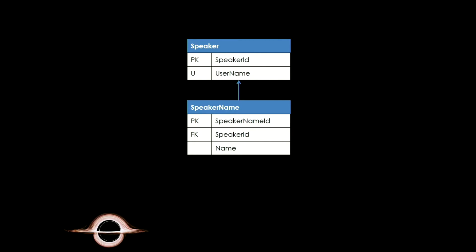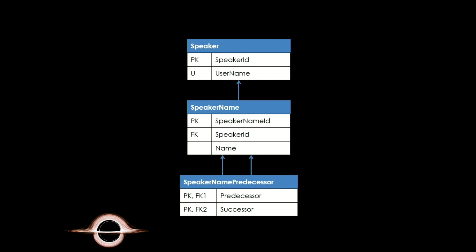I don't know, I just have a list of all the names that the speaker had at some point in history. What I want to do is capture a relationship among speaker names. I want to capture a partial order. So we're going to capture that as a speaker name predecessor. So that means when I've got a record in the speaker name predecessor, the predecessor is the foreign key to the older version of the name, and the successor is the foreign key to the newer version. And so now I can see this one replaced that one.